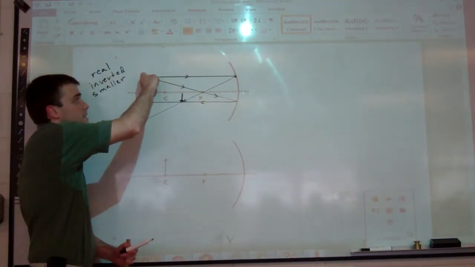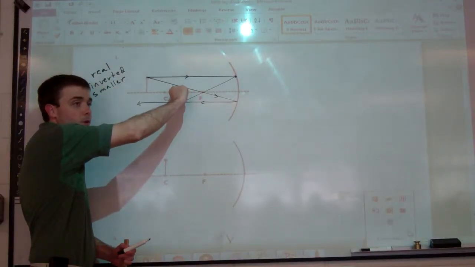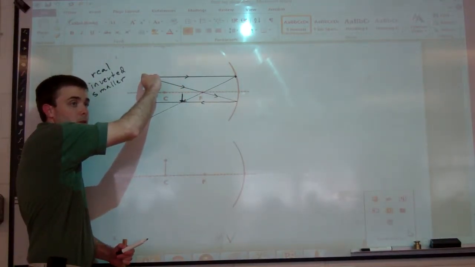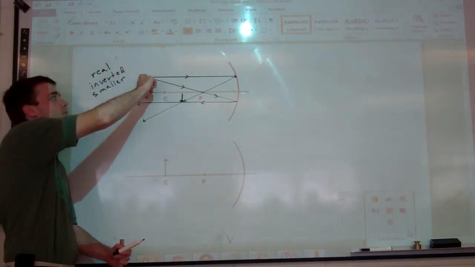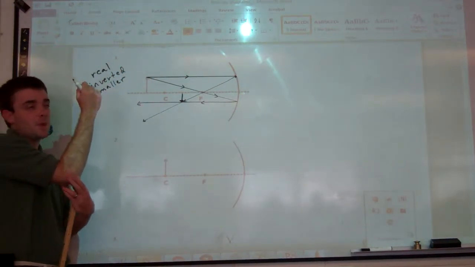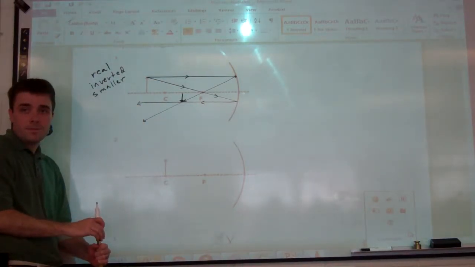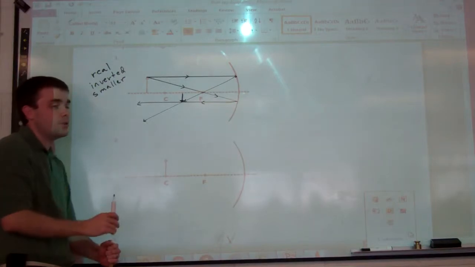Which part is smaller? Smaller is, see this, that big and that big. So the actual arrow is smaller than the object arrow. Everybody understand why it's smaller? Yes, because the one you drew is smaller than the original.